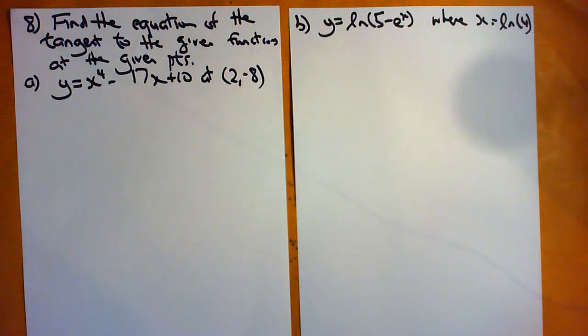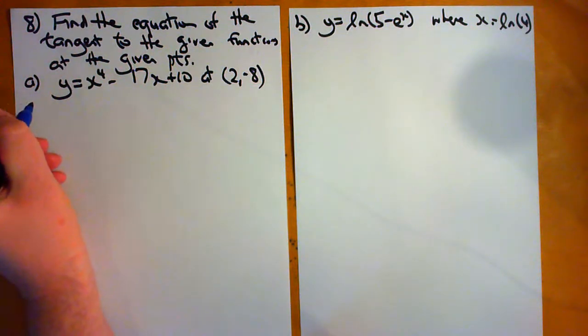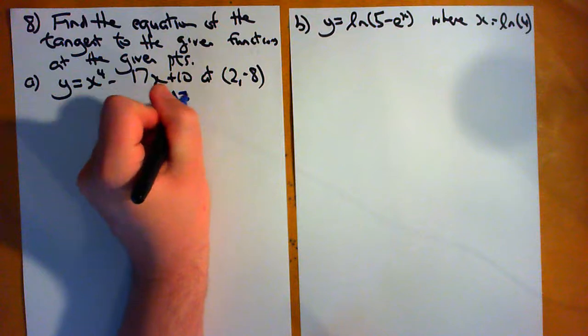Find the equation of the tangent to the given functions at the given points. A tangent line goes through the same point as the function itself. It's a straight line that has the same gradient as the function, so it's a tangent to the curve. In order to work out the equation of the tangent, it's a straight line.